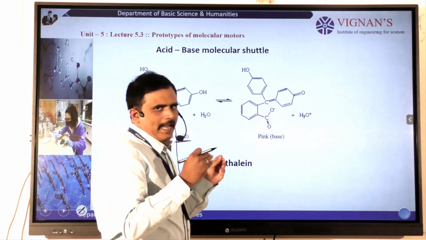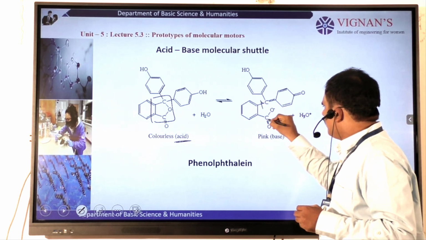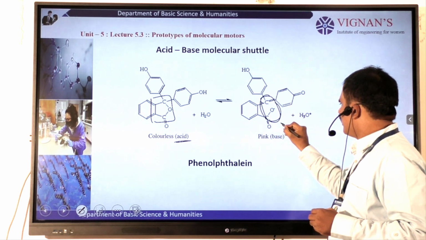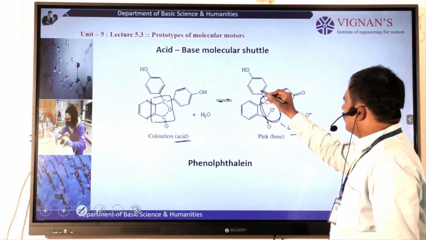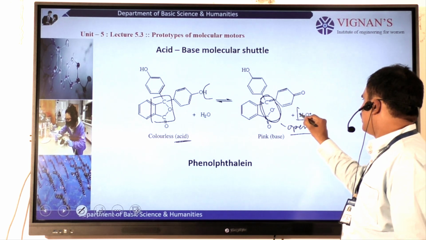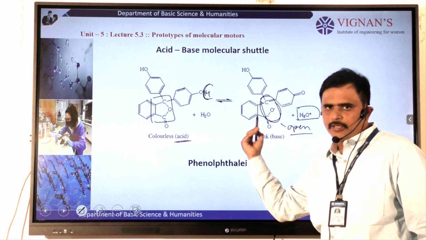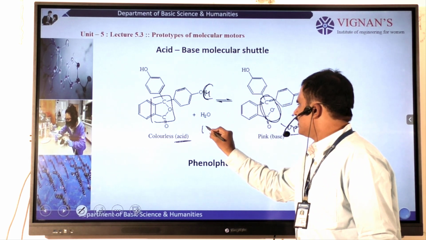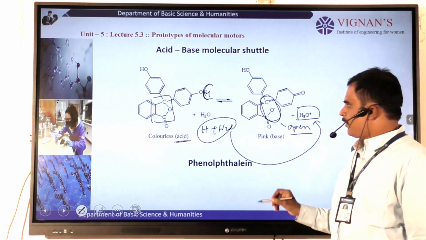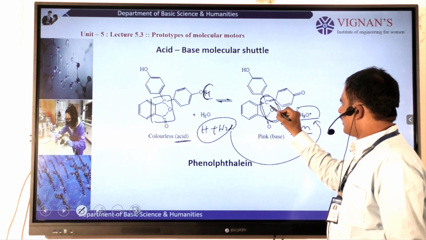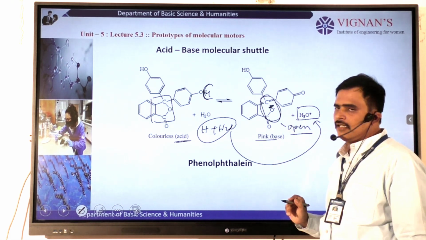But when we add this compound to a basic medium, this ring will be open, and the bond will break down, and this hydrogen will come outside and form H3O plus. This hydrogen comes outside when it enters the basic medium, and this hydrogen with water produces H3O plus. Because of this rearrangement, the ring bond breaks down, the ring will be open, so that we observe a pink color in phenolphthalein.